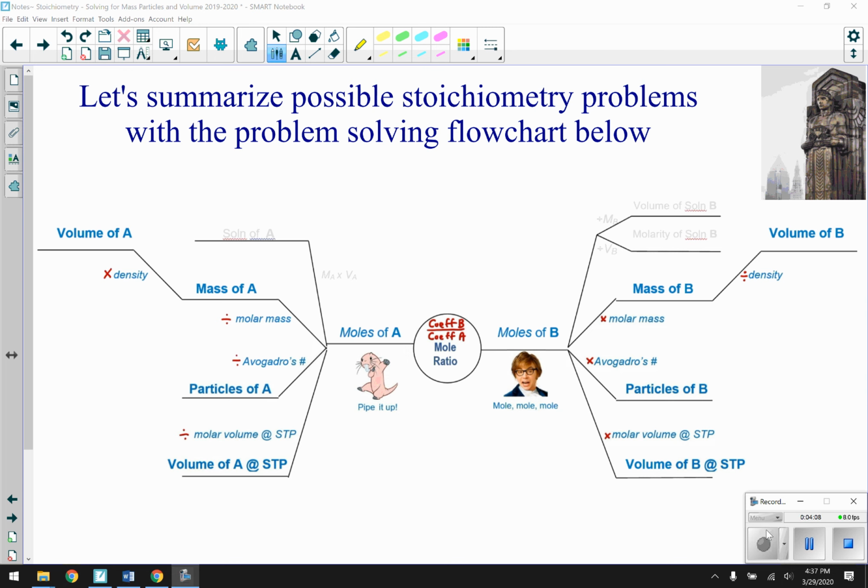Problem number 5 was particles of A to mass of B. When you start with particles of A, you would start here on the flowchart. Again, the first step is to get to moles of A. How do you get to moles from particles? You got it, Avogadro. Once you have moles of A, use the magic mole ratio, which will turn your problem into terms of B. And now we wanted mass of B in problem number 5, so again, we're going to use the molar mass of B.